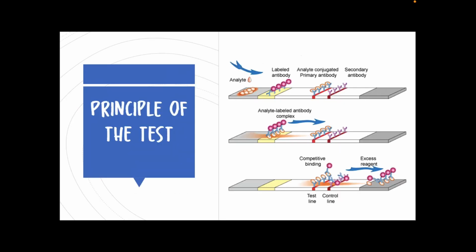So for the principle of the test, we have competitive binding immunoassay. It is competitive because in this test principle, the drug and the drug metabolites in the urine specimen will compete with the immobilized drug conjugate for the limited labeled antibody binding site found in the conjugate pad.